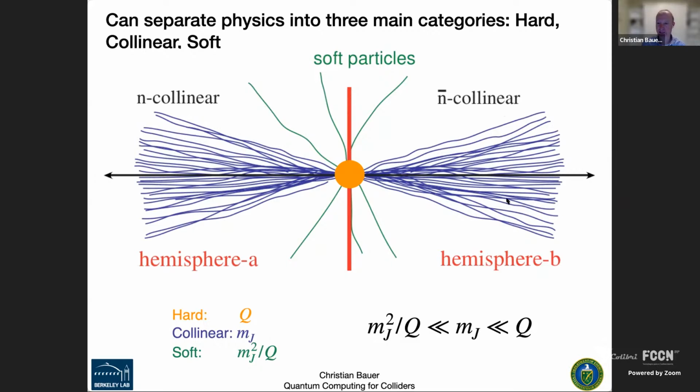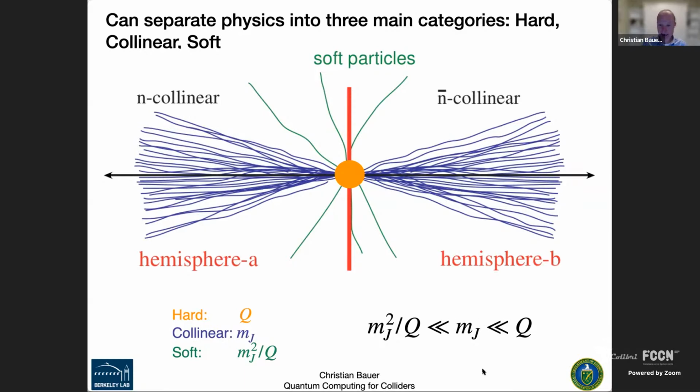The collinear physics is happening at the scale of the masses of these jets. A typical mass of a jet at the LHC is hundreds of GeV, not TeV, something like 100 GeV. And the soft physics here, you can work that out, and I'll have a little bit more on this from Soft-Collinear Effective Theory, is happening at a scale that is given by mj squared over Q.